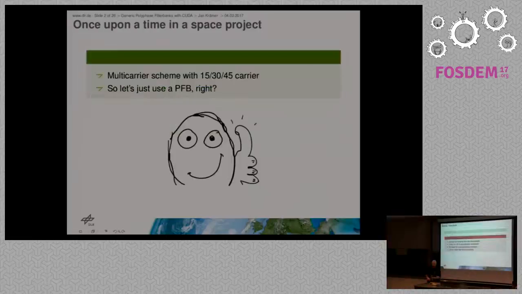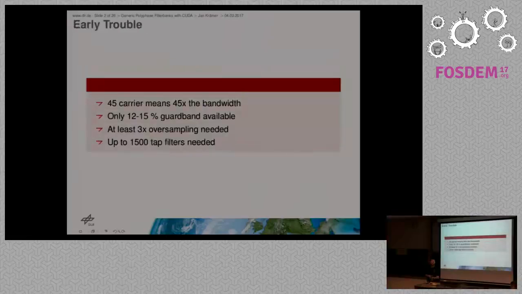So I did some calculations. If you have 45 carriers, the problem is if you have all of them at once, you have 45 times the bandwidth. So that could be a lot. And for the actual channels, the restrictions were quite tight, so we only had 12 to 15% guard band between the information signal and the next channel. So this is quite steep. We needed oversampling. Here it says at least 3 times oversampling is needed, which is where we are right now. At that time we had to do at least 8 times oversampling. So it's quite a lot.